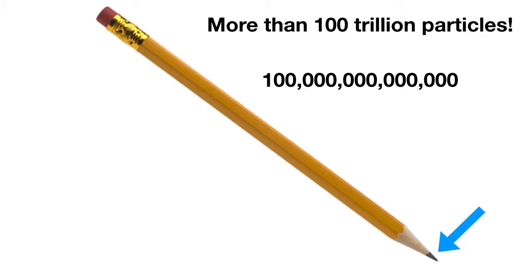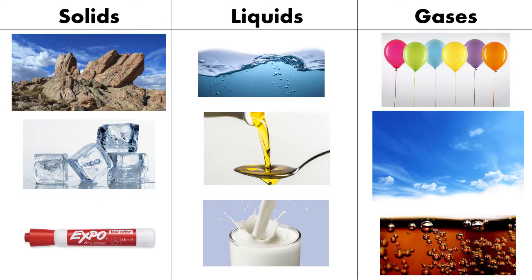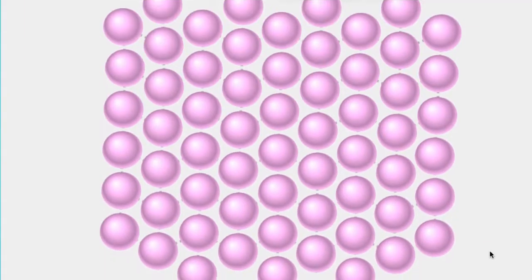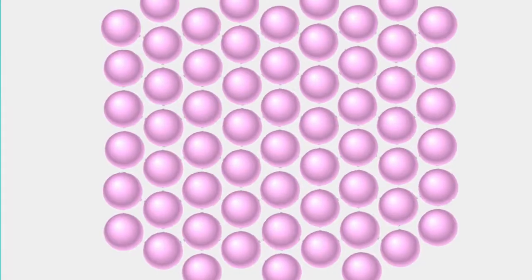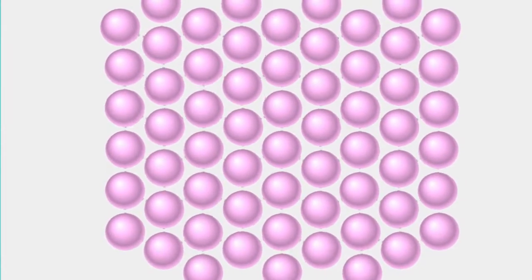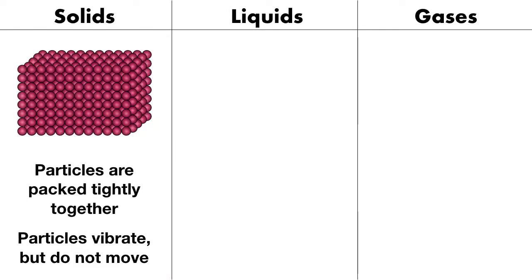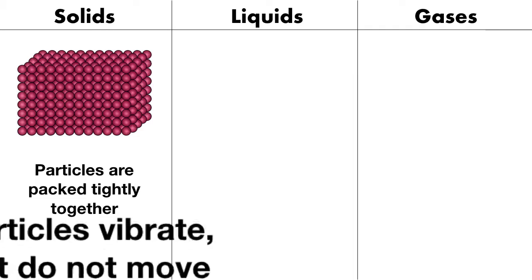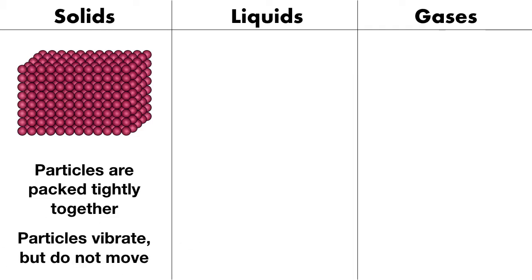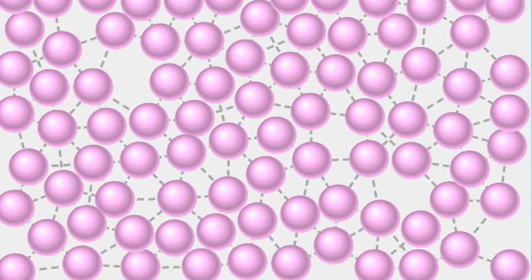You already know that there are three main states of matter: solids, liquids, and gases. But it's actually how the particles in matter are organized that determines what state of matter something is. For example, this is what the particles in a solid look like. Notice that in a solid, the particles are packed tightly together, and the particles can vibrate, but they don't actually move around. Liquids, on the other hand, are different.